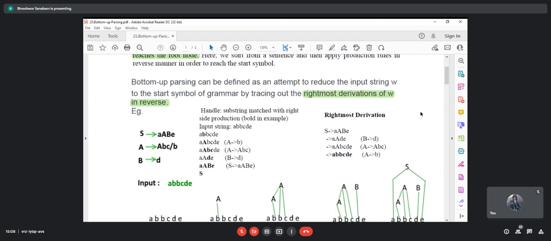So let's see this example, then you will understand it. Here we have this grammar with three productions. The first one is S tends to a, then capital letter A, then capital letter B, then E. So what is the start symbol over here? S is our start symbol. Given these productions, where S is our start symbol, we have our input string given over here.